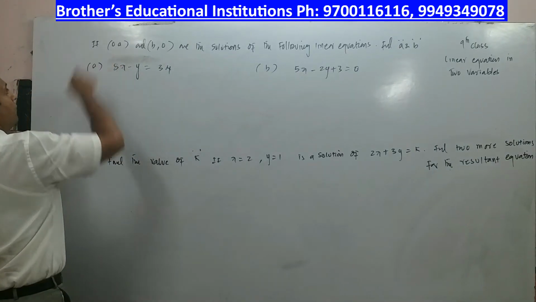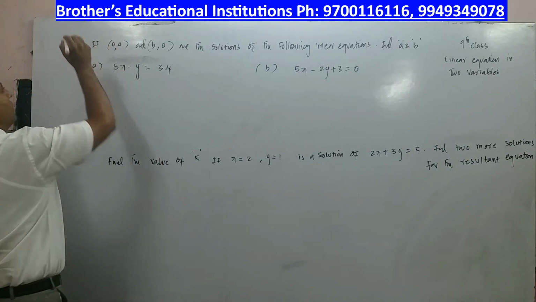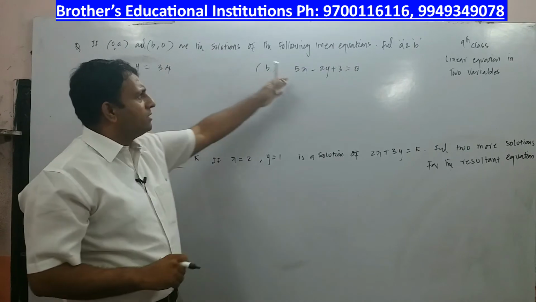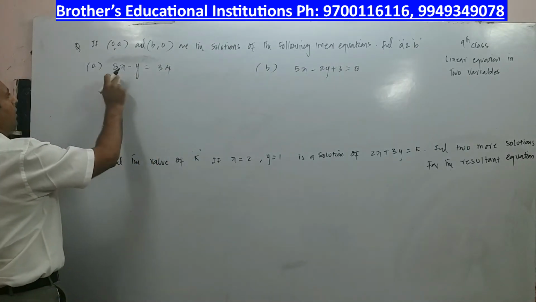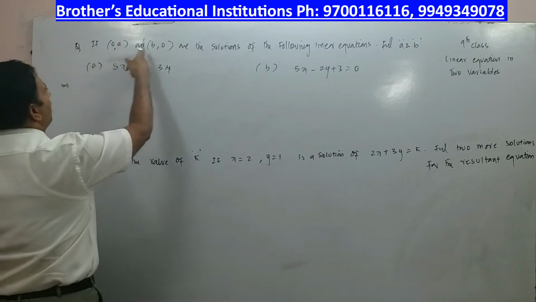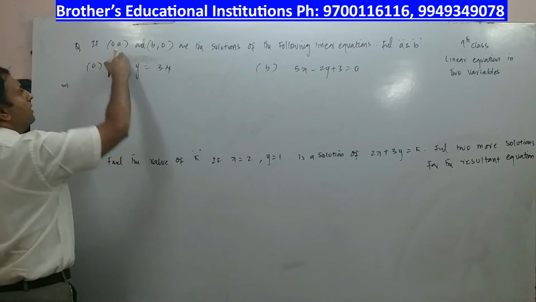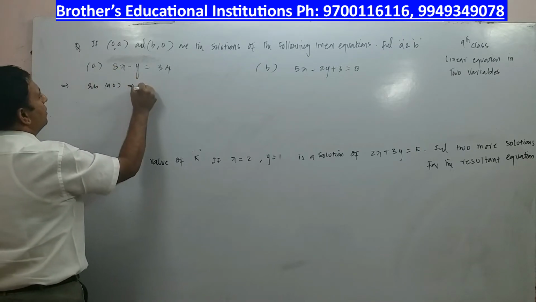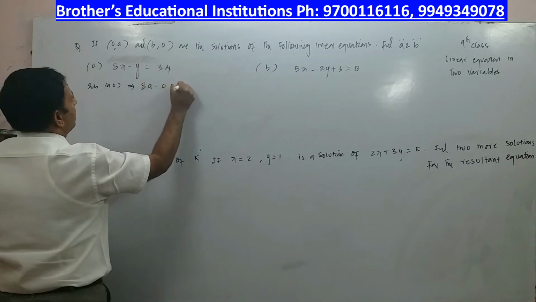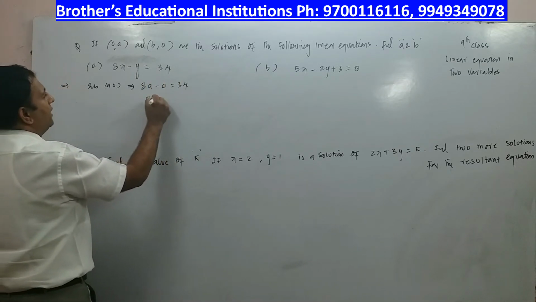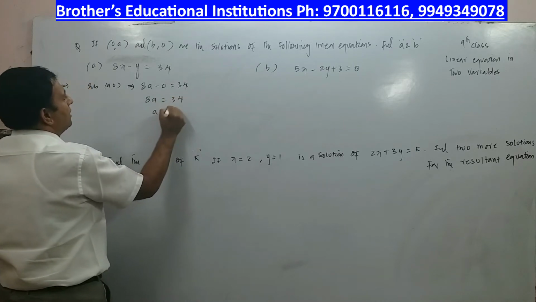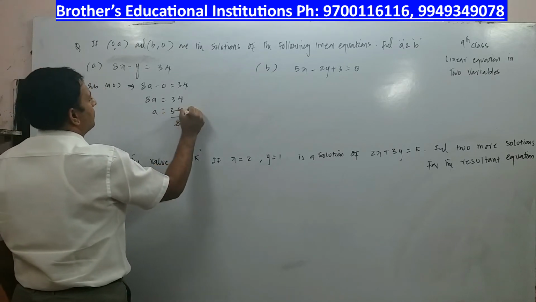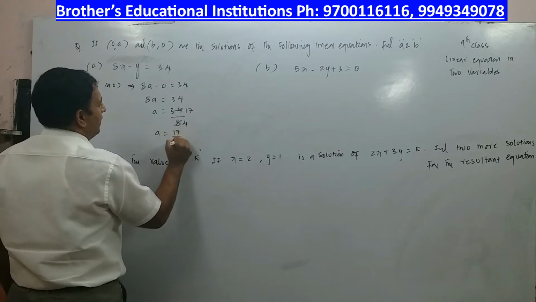Kindly note down. The question: if 0 comma a and b comma 0 are the solutions for the following linear equations, find a and b. So two different cases are given to you. When 0 comma a and b comma 0 are the solutions of this linear equation, I can substitute. I will substitute a comma 0. So when I substitute a comma 0, you will get 8a minus 0 is equal to 34. So you will have 8a is equal to 34. a is equal to 34 by 8. 2 4s are 8, 2 17s are 34, a is equal to 17 by 4.